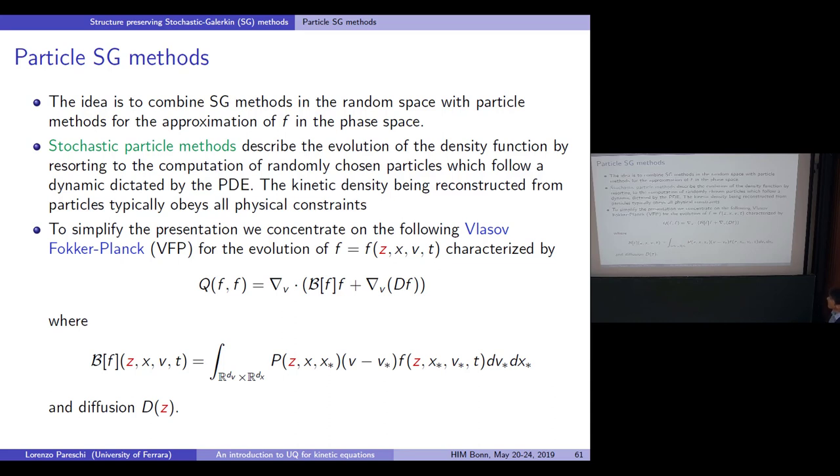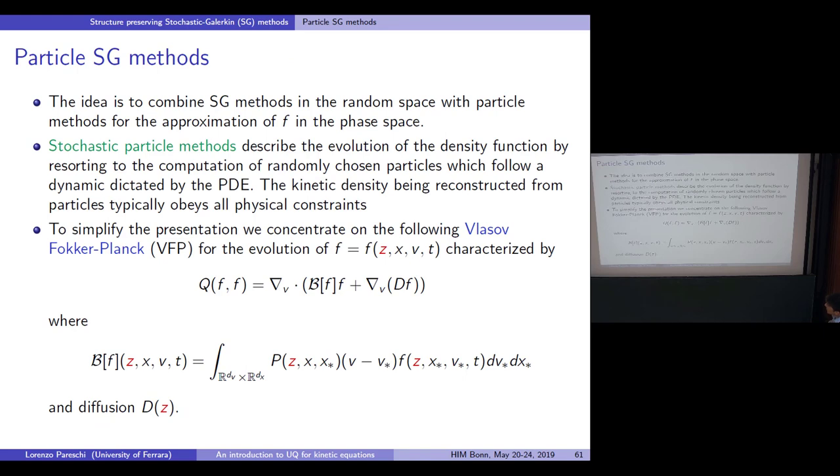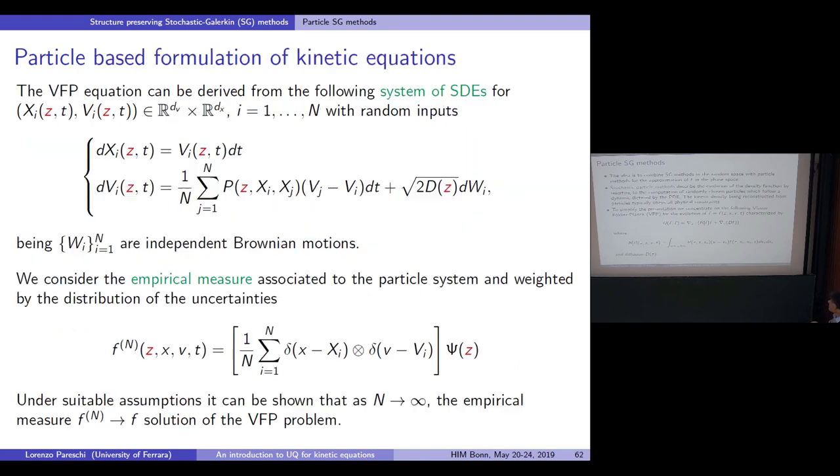So just to fix the idea, I'm going to consider the following Vlasov-Fokker-Planck problem for the evolution of F. It's a non-local problem, which typically has this term, which describes some alignment, and this term, which describes some diffusion. That's exactly the kind of prototype model I introduced together with the Boltzmann equation at the beginning. Now, to associate the particle system to this equation is rather natural, because you can derive the previous Vlasov-Fokker-Planck equation from the following system of stochastic differential equations in some mean field limit, where each particle depends on your random input, not only on time. So that's exactly the setting.